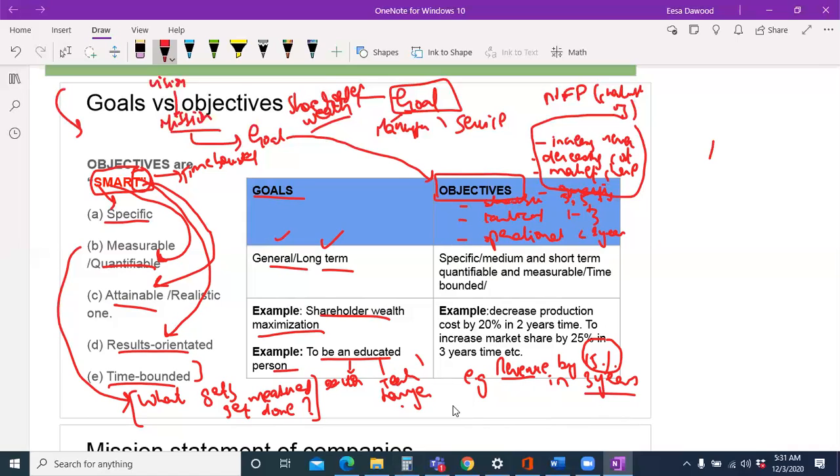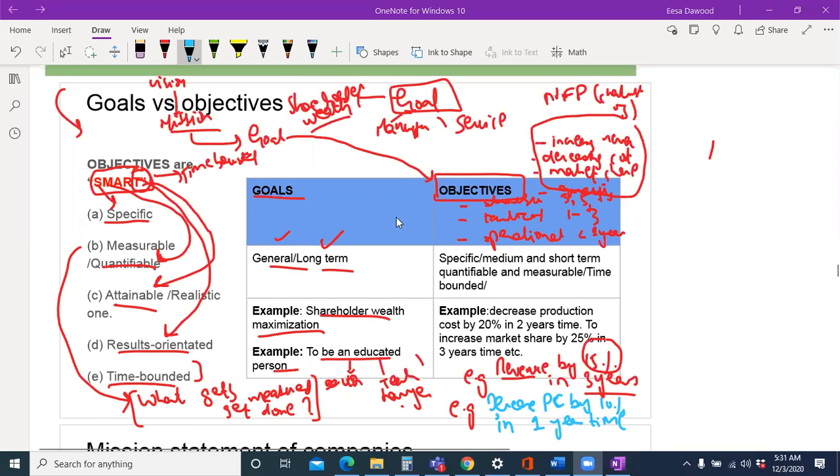What if I write another objective, for example, decrease production cost by 10% in 1 year's time. Now tell me, is it a goal or an objective?